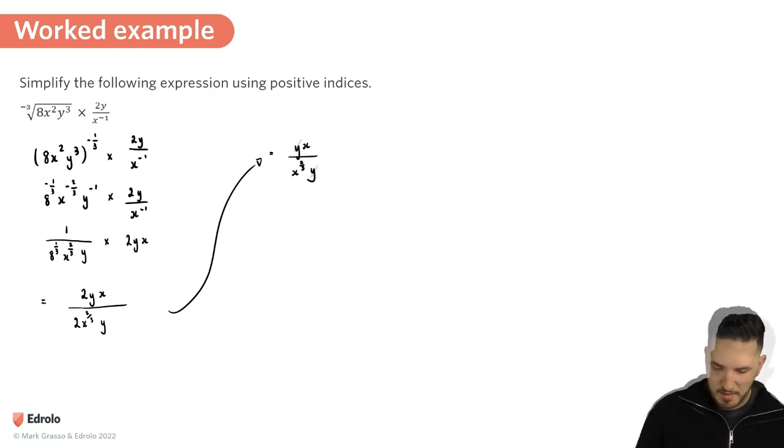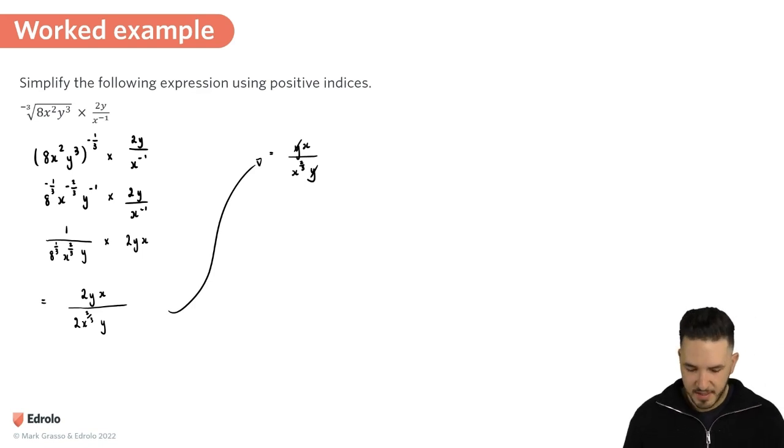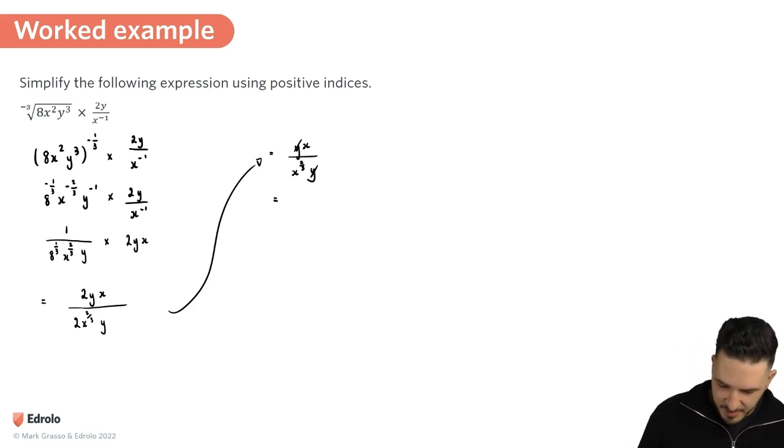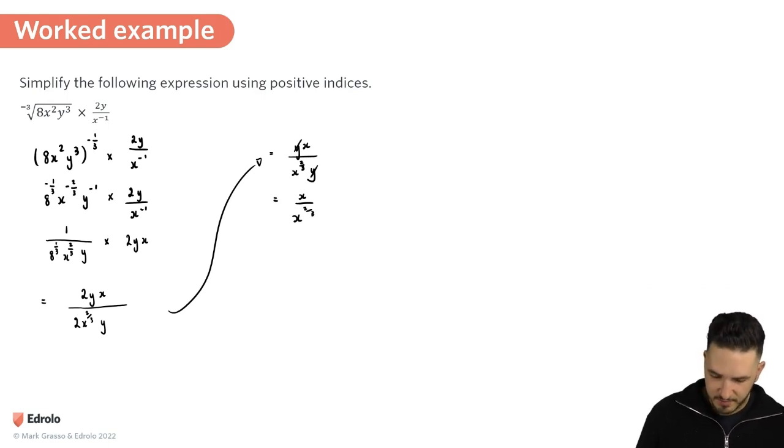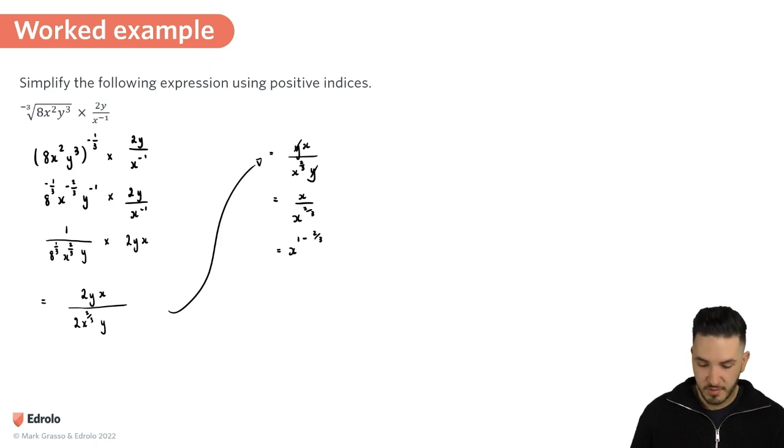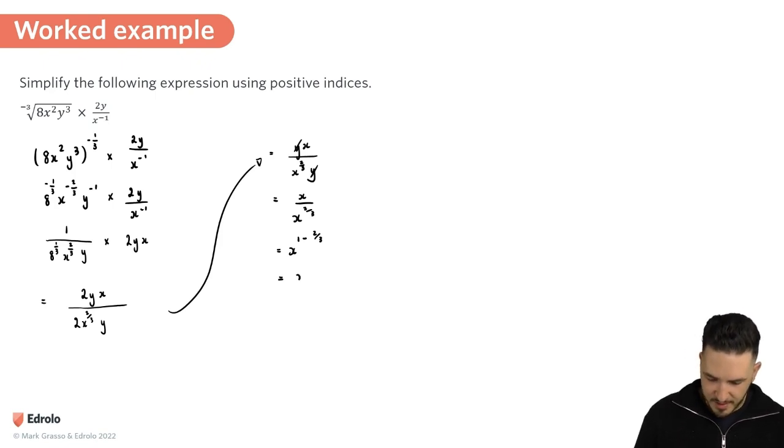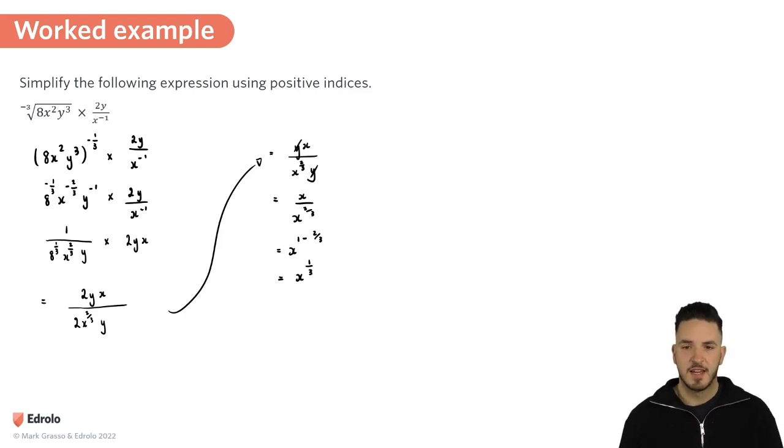The y's will cancel out. So cancelling out the y's, we're going to be left with x divided by x to the power of 2 over 3. So now having this fraction, that's x to the power of 1 minus 2/3. 1 minus 2/3 simplifies to 1/3. So we're left with x to the power of 1 over 3 as our final answer.